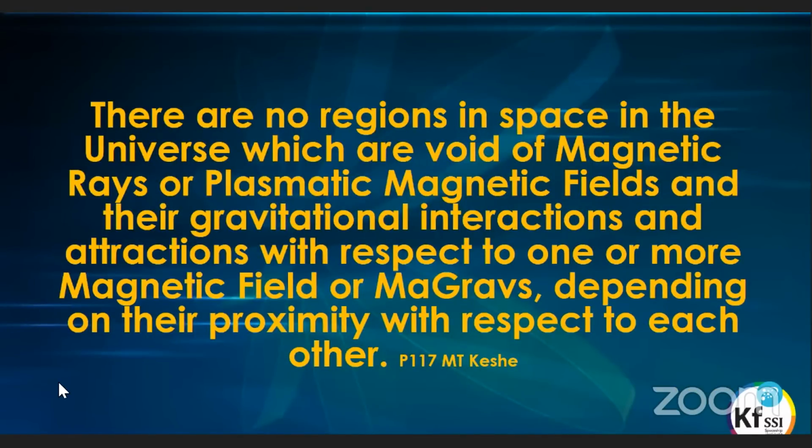All right, so I'm going to just read a quote. There are no regions in space, in the universe, which are void of magnetic rays or plasmatic magnetic fields, and their gravitational interactions and attractions with respect to one or more magnetic field or magravs, depending on their proximity with respect to each other. It's a bit of a complicated quote, but it is essentially saying that nothing is void of these fields, and even though we don't see them, they are in constant motion around us.